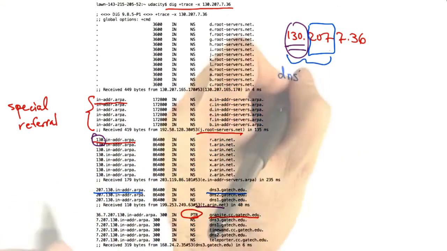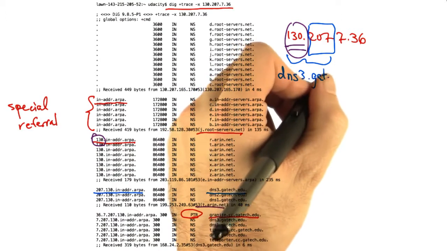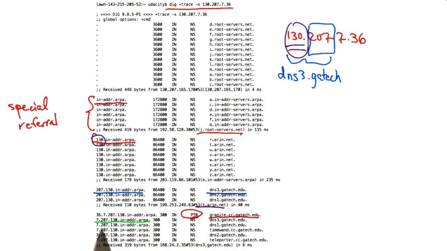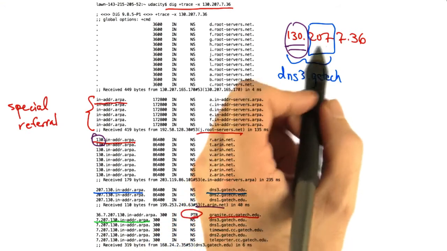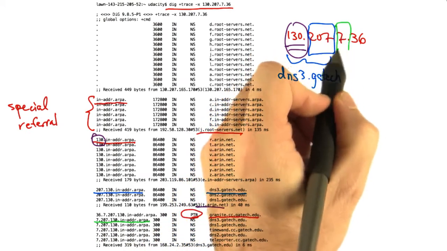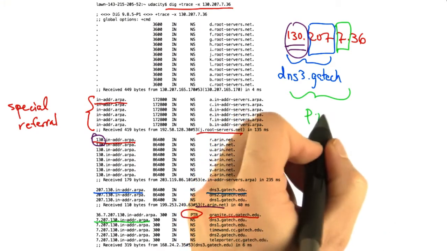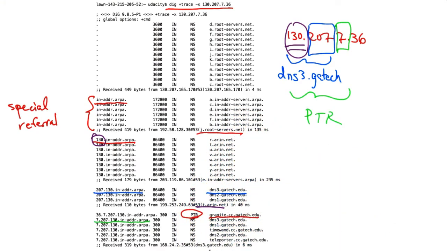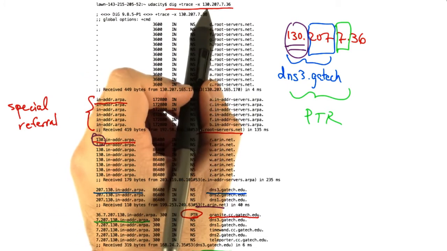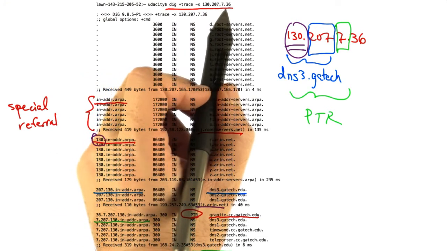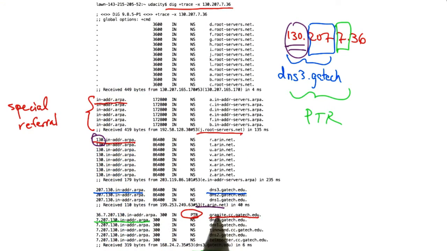space is to dns123.gatech.edu. Next, we issue a query for the next part of the octet, 7.207.130.in-addr.arpa, corresponding to the first three octets. And now we actually get the PTR because dns3.gatech.edu knows the reverse mapping between 130.207.7.36 and the name for that IP address.